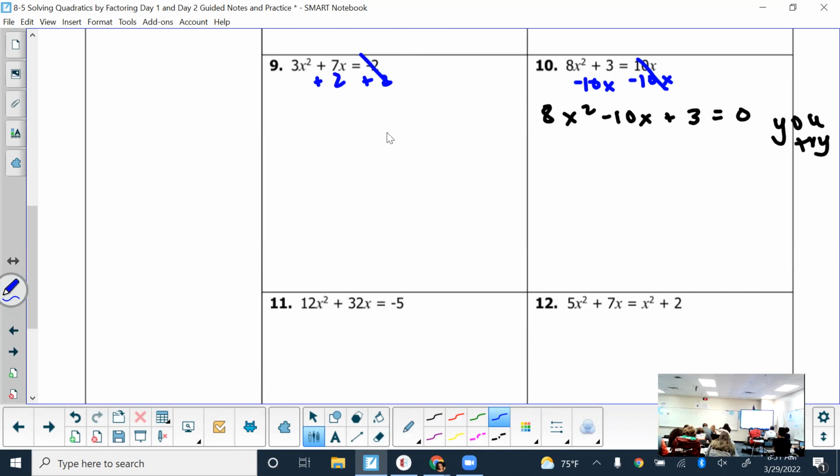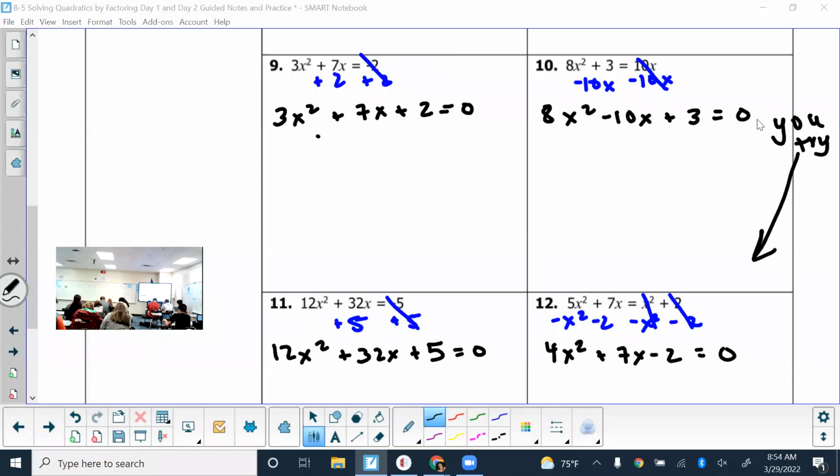So I'm just going to rewrite these. The only one we'll actually do and go over is 10. All right, but I'll just show you the work and what it would look like after combining like terms. But you guys finish number 10 with the factoring that we covered today.